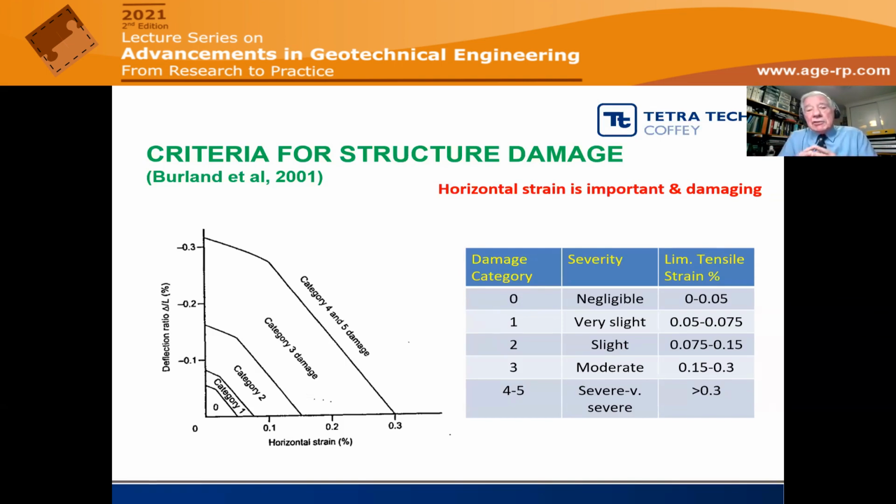So one of the lessons of this is that if we can tie our foundation system together and limit the amount of horizontal strain it experiences, then the risks of getting significant damage are reduced.